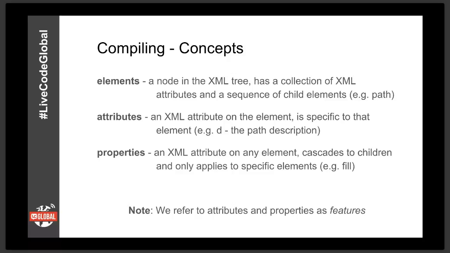So the fundamental concepts you have in SVG: you have elements, which are nodes in the XML tree. You have attributes. Now, these are XML attributes on the elements that are specific to that element. So, for example, the path element has a d attribute. In contrast, properties are also XML attributes, which can appear on any element. However, they're only applicable to very specific elements. For example, the fill property is one of these. So, typically, properties are things that affect graphic state. For example, you might want to set the stroke width at the root element of your SVG document and have that the same all the way down, and that's why it's a property. In contrast, the path description you set in the path element is only specific to that path element, so it's not a property. And as I said before, I refer to attributes and properties as features just to distinguish them from XML attributes, otherwise things get a bit confusing.